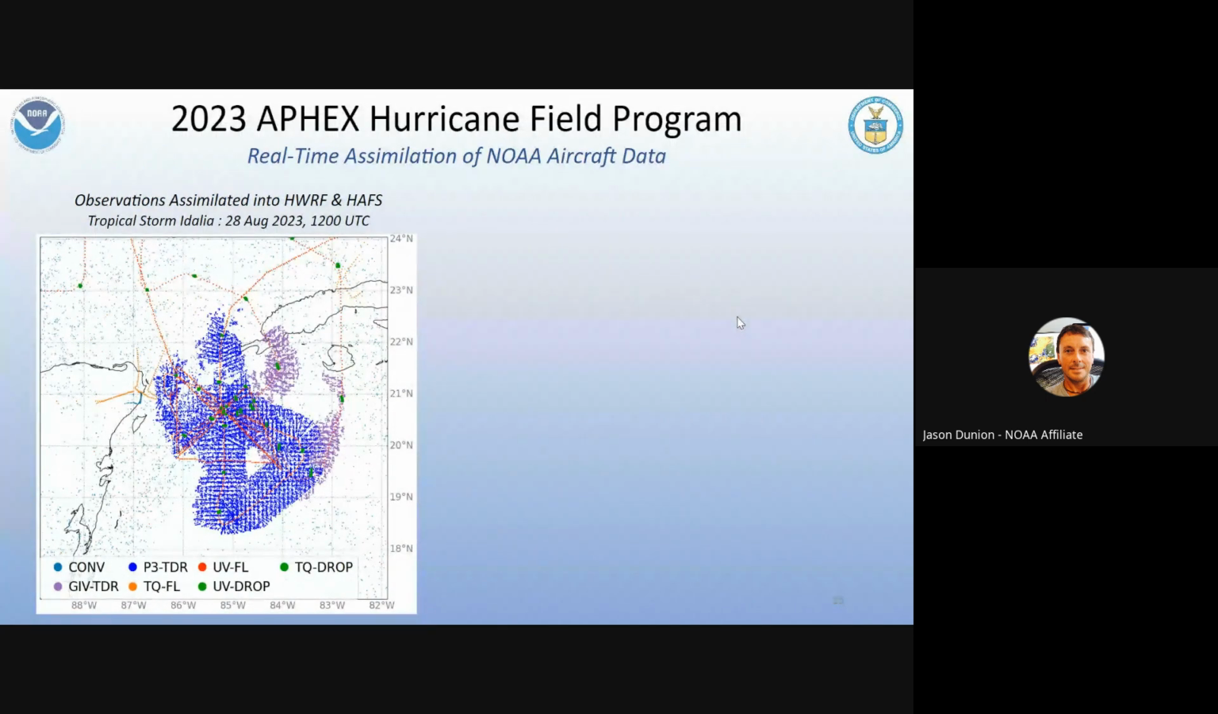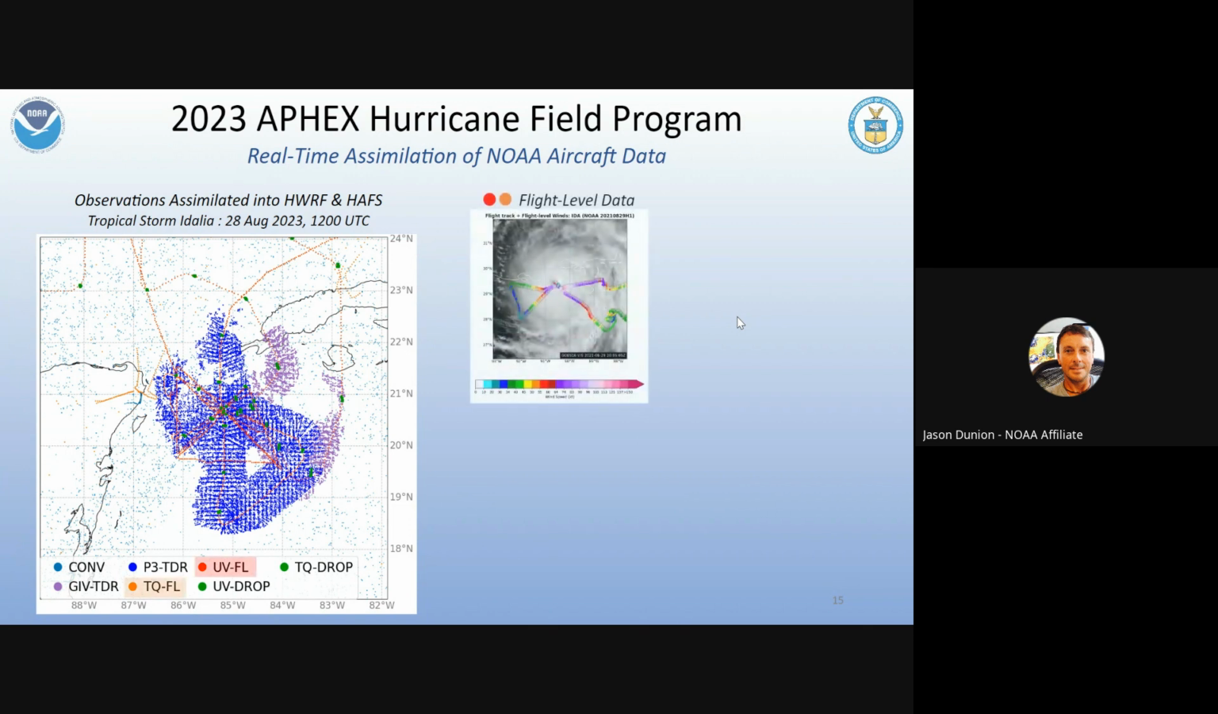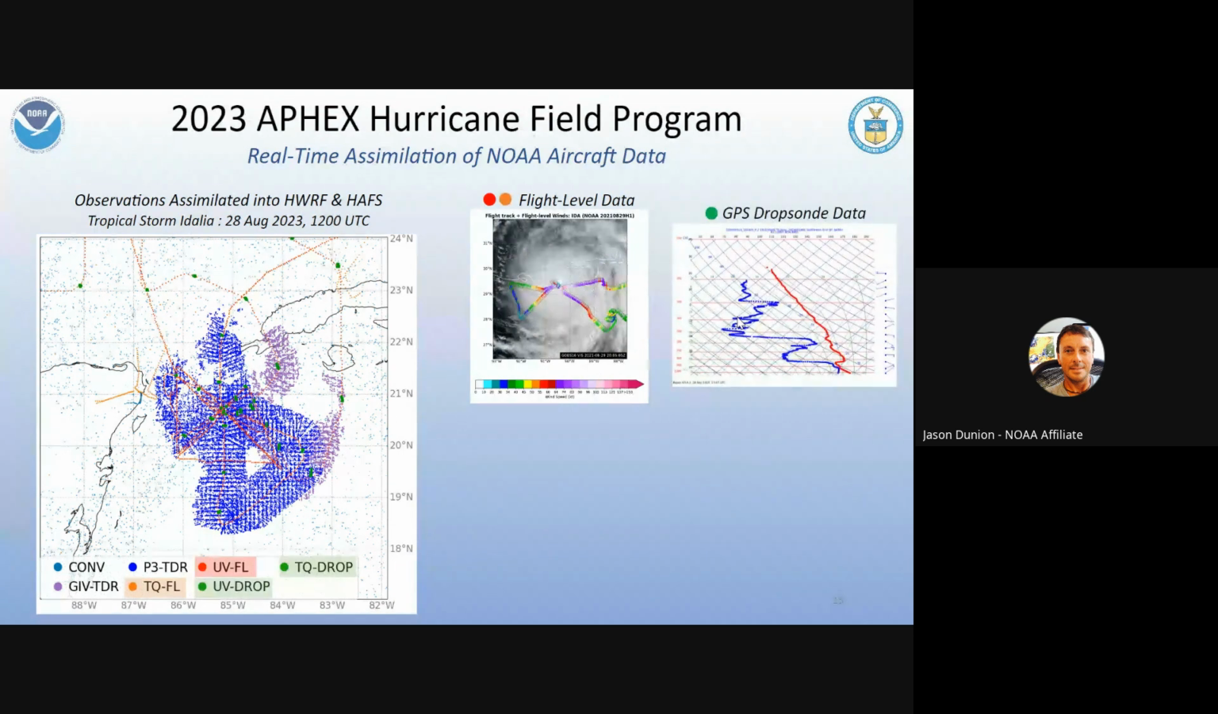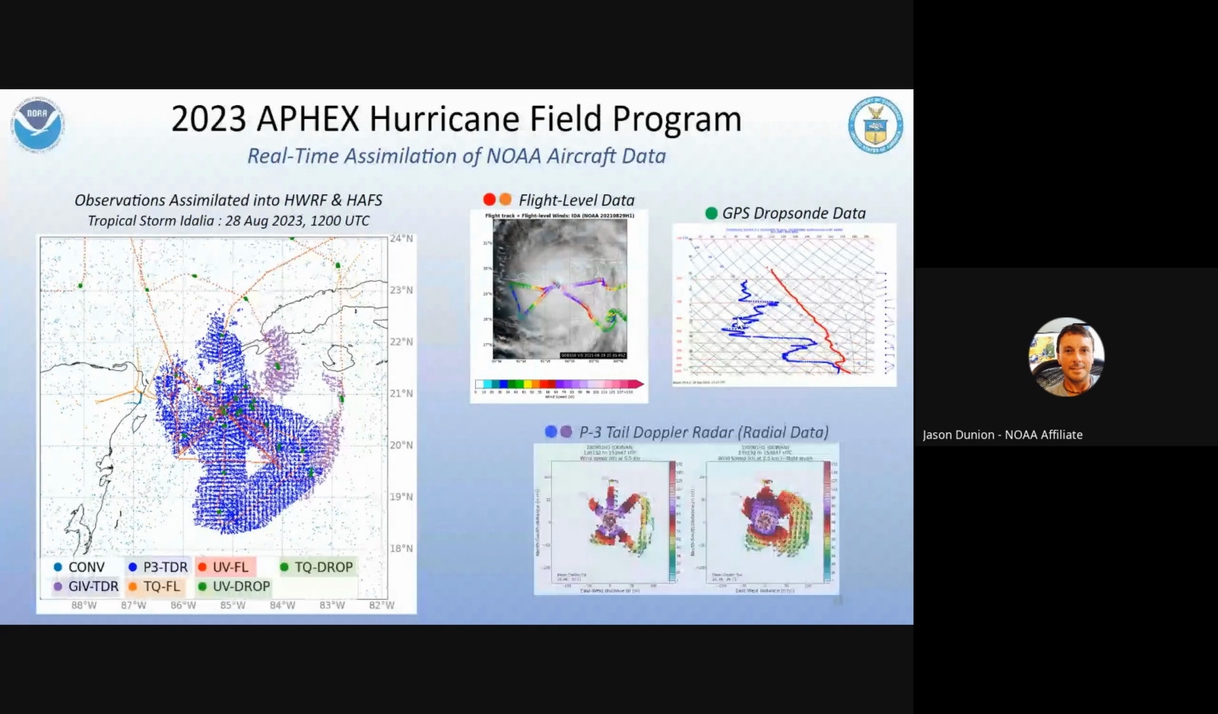Trying to get as much data as we can off into the models. So in this case, Hurricane Idalia on the 28th of August. These are all the obs that got into HWRF and HAFS in real time. If you click next, we got flight level data in red and orange. Click next. Dropsondes, winds, and thermo from all of the missions. And then final click, a lot of TDR data. That's the bulk of it due to the swaths around the flight track, as well as we're getting that 3D slice through the storm. So there's a lot of data that we're getting off into the models in real time.